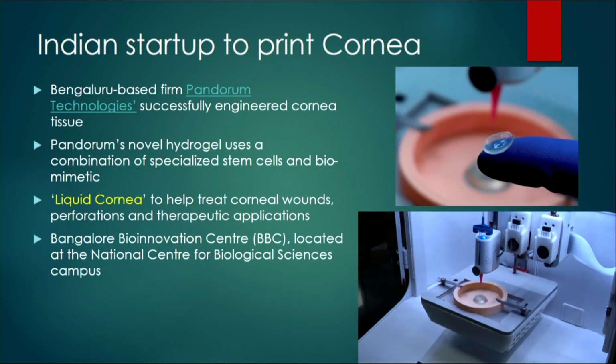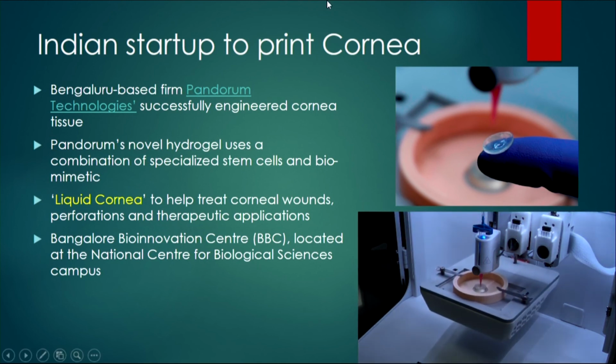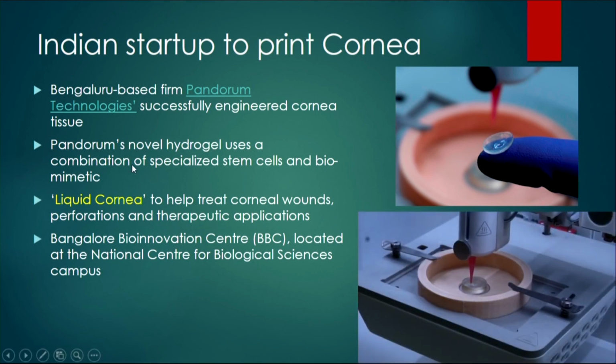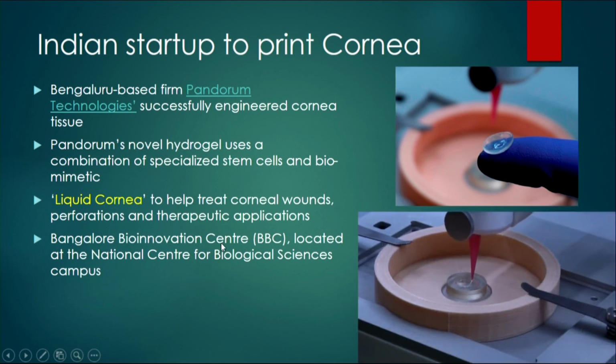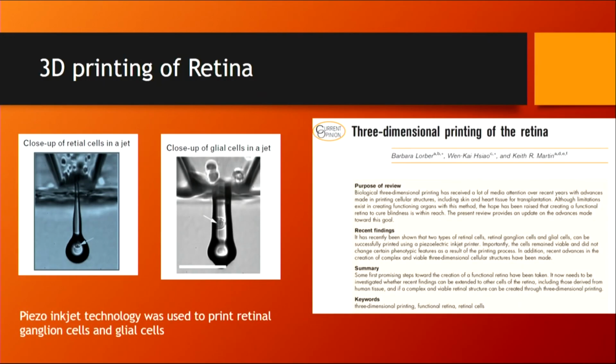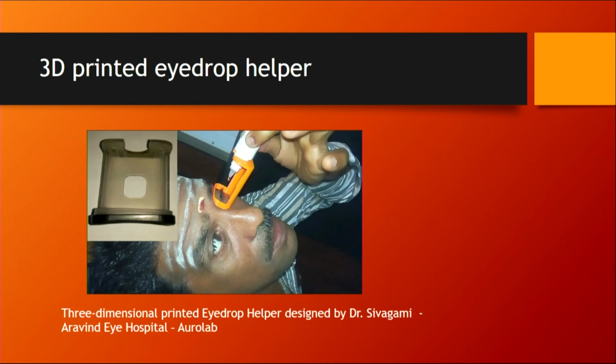An Indian startup has also bioprinted the cornea, which is called Pandorum Technologies. They have used a special hydrogel with specialized stem cells to bioprint the cornea. They call this the liquid cornea, to help treat corneal wounds and perforations and for therapeutic applications. Scientists have also bioprinted retinal ganglion cells and glial cells, and they found that the viability was very good. But we have a long way to go to bioprint the complex retina.